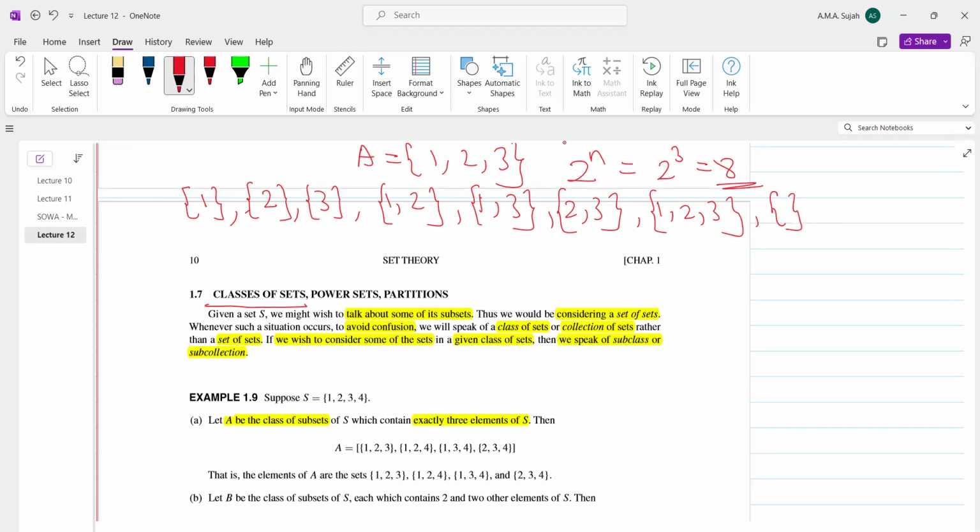8 subsets, right? So class of sets means you are creating some sets by using the subsets. It's confusing, right? Let's say these are the 8 subsets of the set A. For the set A, you can write 8 subsets. If you define another set by using some of these elements, some of these components, we can say that is a class of sets, right? Now you are defining a set.